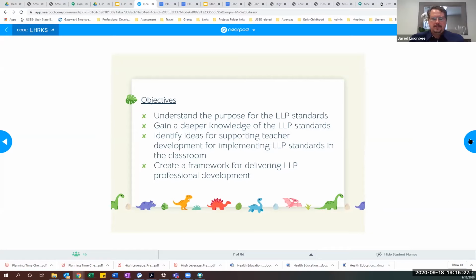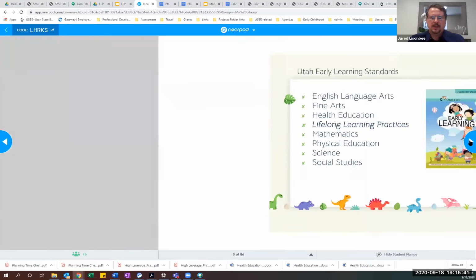And the objectives for today, first is to really understand the purpose for the lifelong learning practices. And then second, gain a deeper knowledge of the standards. Then again, identify the ideas for supporting teachers. And finally, create a framework for delivering lifelong learning practices with professional development.